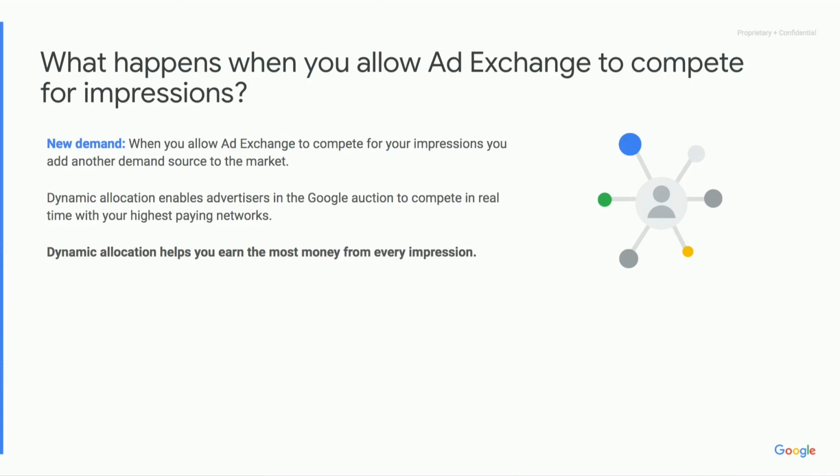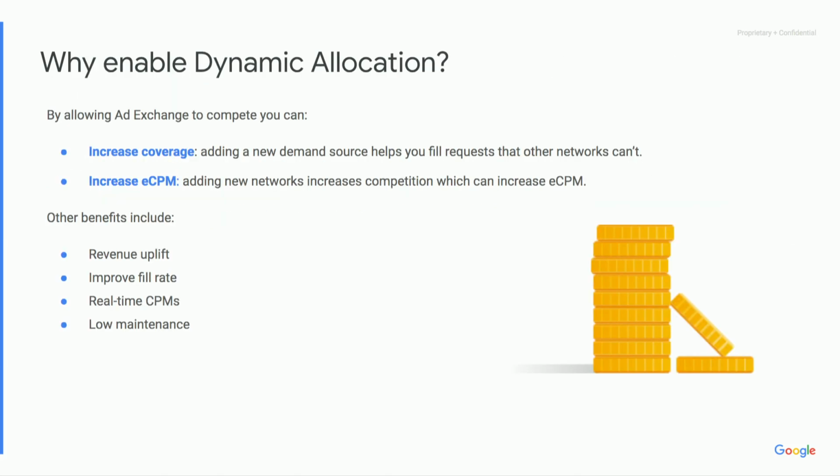Dynamic allocation is one of the key benefits of using Ad Manager. When you use dynamic allocation, you open up your inventory to new demand, which increases competition and can help to increase your revenue. Dynamic allocation allows you to earn the most money from every impression by making sure that you're accepting the highest paying bids while protecting your guaranteed inventory.